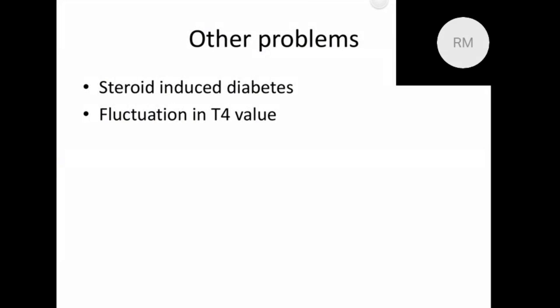She got other problems also when she took treatment. She got steroid-induced diabetes, and there was fluctuation in the T4 value because of the allopathic treatments. At this stage she came for Ayurvedic treatment. You can see that allopathic treatment not only gave only temporary relief, but also very severe side effects. So steroid-induced diabetes and fluctuating T4 value.